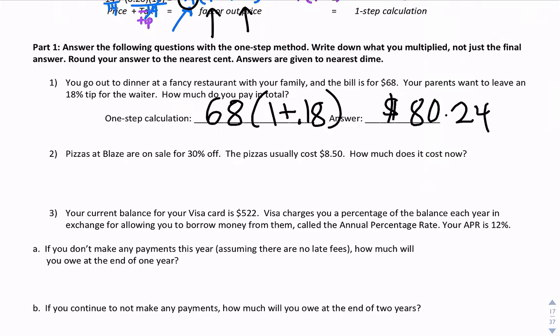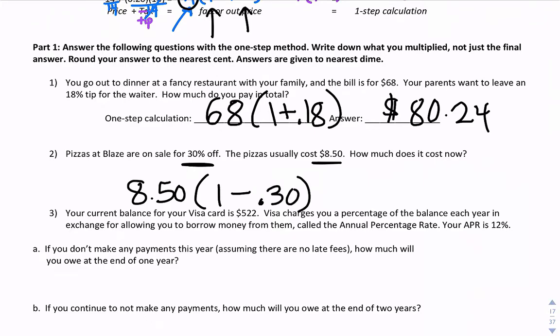Okay, pizzas at Blaze are on sale for 30% off. The pizzas usually cost $8.50. How much does it cost now? So this is an example of decay. Because they're on sale, you're paying less. So again, like the exponential growth and decay problems, we start with the $8.50, and instead of 1 plus, it's going to be 1 minus the 0.30.